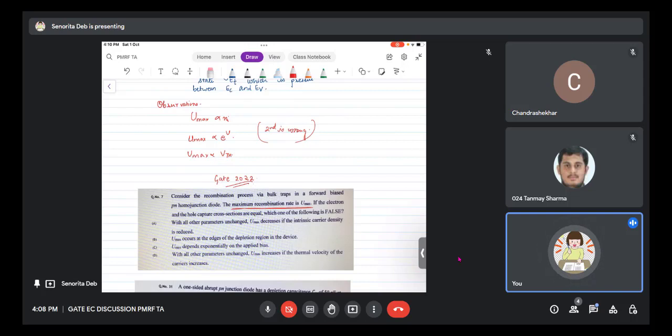Umax depends exponentially on applied bias. Again true. With all other parameters unchanged, Umax increases with the thermal velocity. That also is true. But there is no such information that Umax occurs only at the edge of the depletion region. And as I had told you, even if you see the graph of the recombination of the carriers, you will find that there is no such thing that it is occurring at the edge of the depletion region.